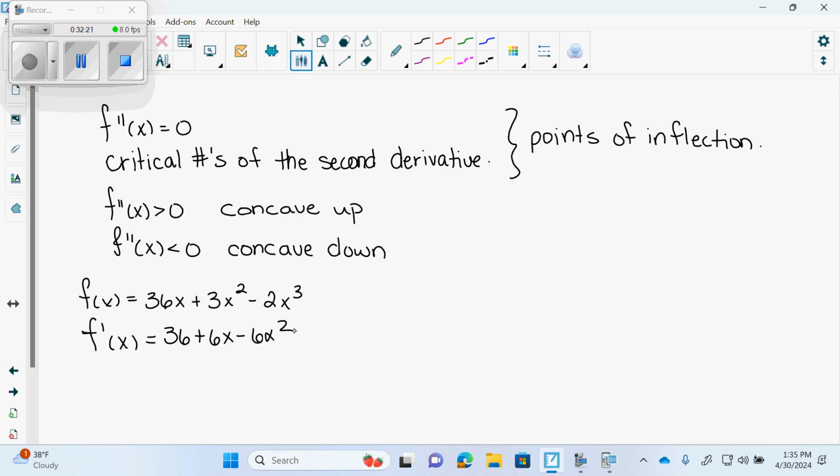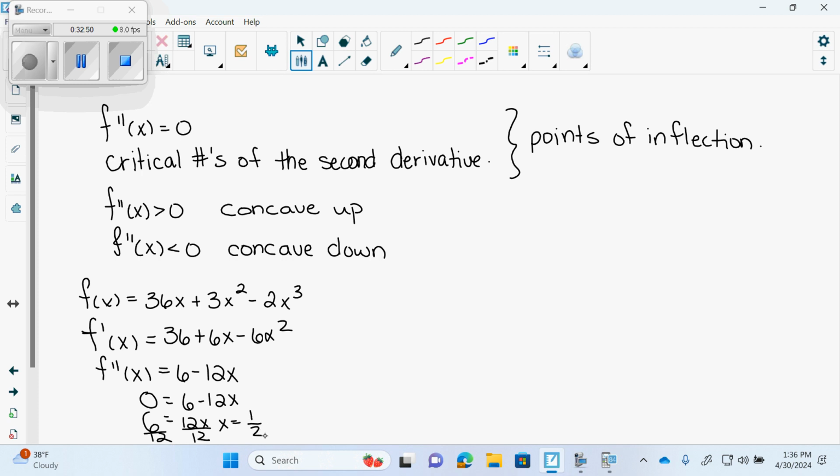And then I say, I don't need you. I just need you to get here. So then I get 6 minus 12x, because I actually don't care about the first derivative if I ask about concavity, correct? Or points of inflection. You just need it to get the second one. That's it. So 0 equals 6 minus 12x. We can go 6 equals 12x. Divide by 12. x equals a half.